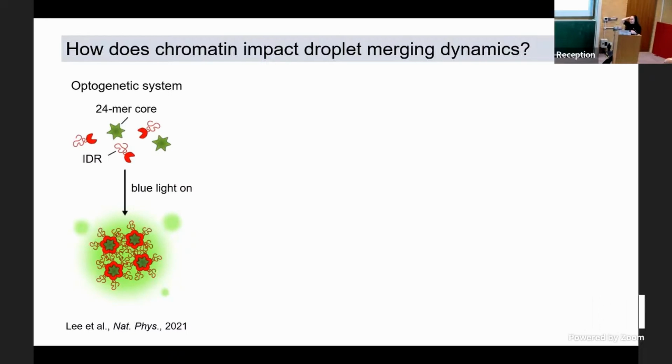The idea is that you use light to trigger a conformation change in the green molecule. Upon the light activation, these red molecules will bind to the green molecules, so now you form complexes, these hairball-like structures. Each complex is decorated by multiple IDRs, and now the interactions between these complexes are strong enough to drive the phase separation.